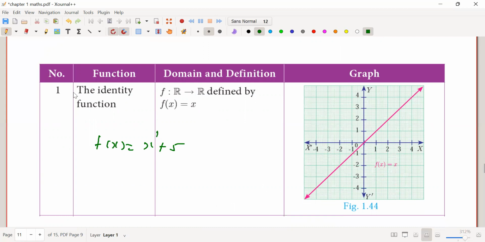Here, in linear functions, they are specifying the identity function. That is, f of x equal to x. If I substitute 1, I'll be getting 1. If I substitute minus 1, I'll be getting minus 1. So this will be the line y equal to x. I already told that f of x equal to y. All right. So this is the line y equal to x. That is x minus y equal to 0. This is the line.